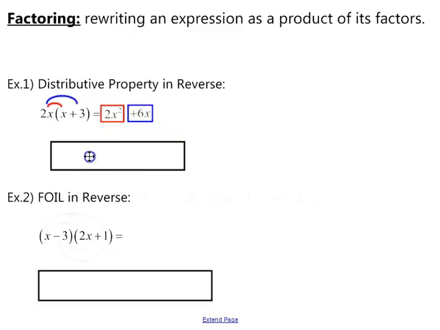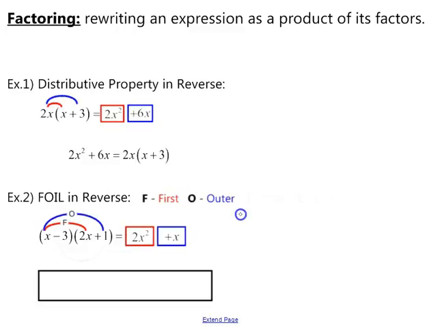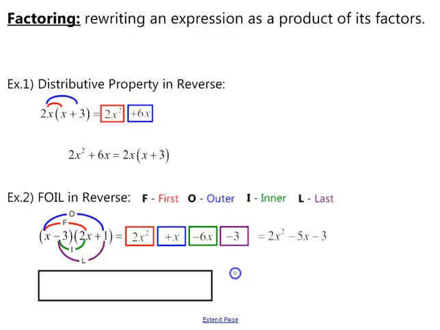So instead of going this way, we would start off with 2x squared plus 6x, and then our answer would be 2x times x plus 3 in parentheses. It's also FOIL in reverse. And remember, FOIL stands for multiplying the first terms, multiplying the outer terms, the inner terms, and then the last terms. And then that combines for your final answer, simplified.